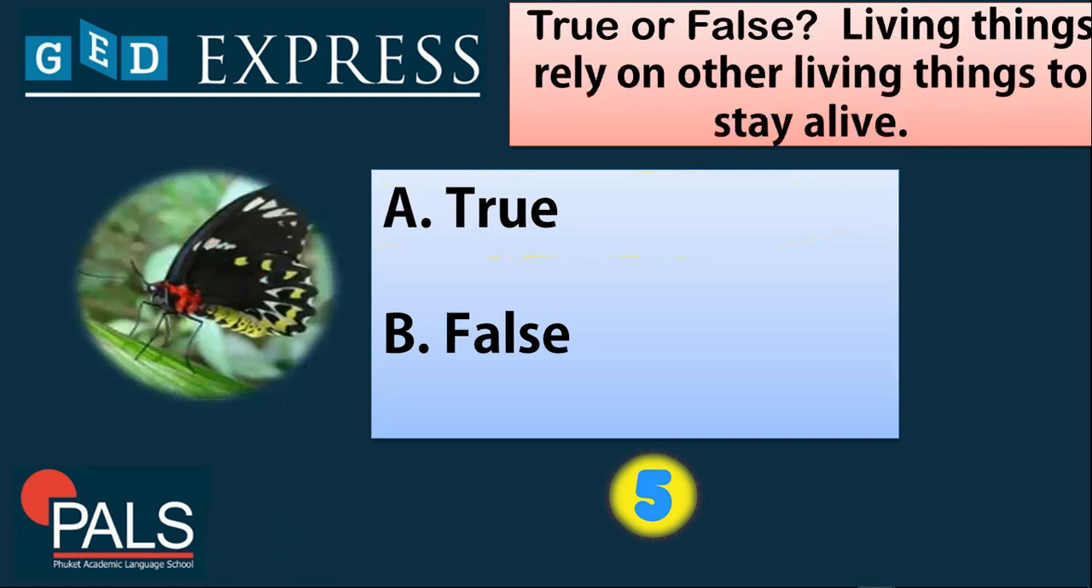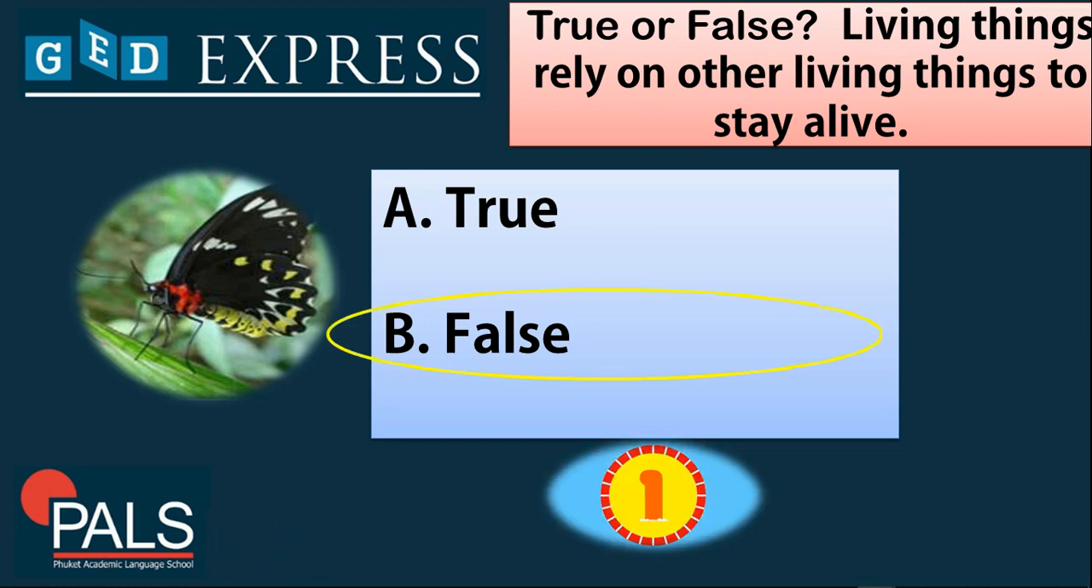How about the next question? Living things rely on other living things to stay alive. Is the statement true or false? Good job. The answer is false because the statement is quite off if you analyze plants, which rely on sunlight. The sun is considered a non-living thing, and that means it doesn't support the statement in this question. So the answer would be false.